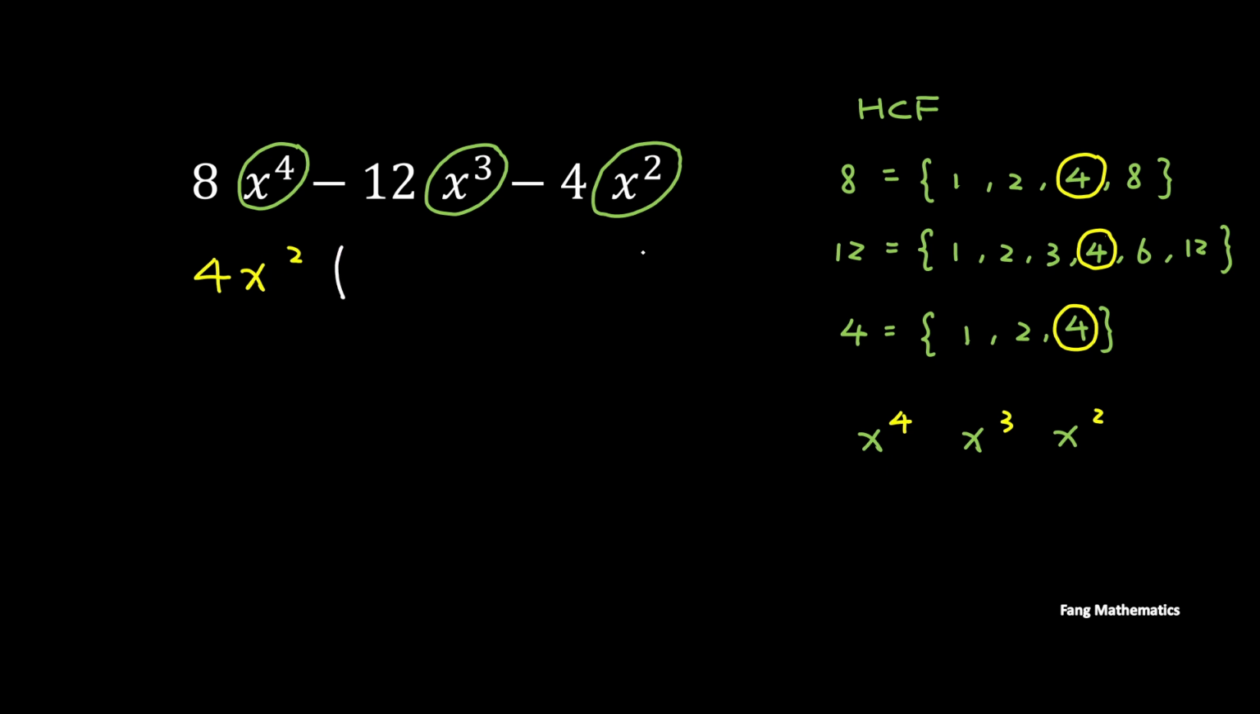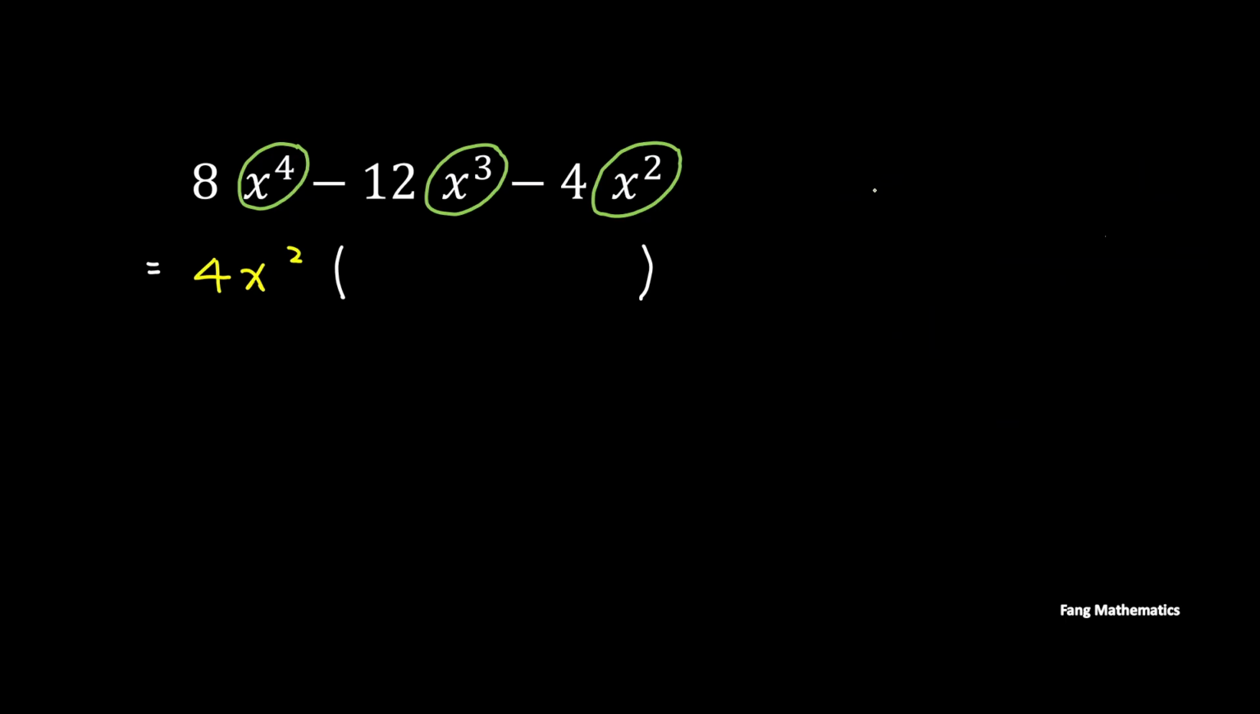Put a parenthesis, and we are to divide each term by our factor. Let's start with the first term, 8x to the power of 4 divided by 4x to the power of 2. So 8 divided by 4 gives you 2. And for the x component, you subtract the power. 4 minus 2 gives you 2. So for the first term, your remaining is 2x to the power of 2.